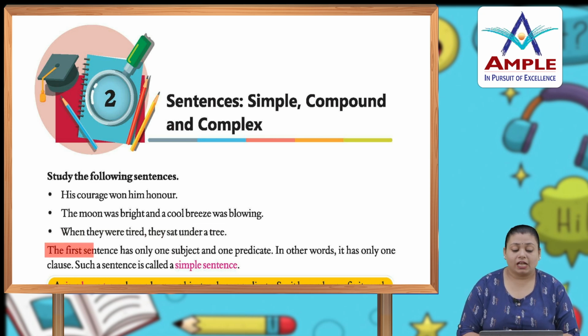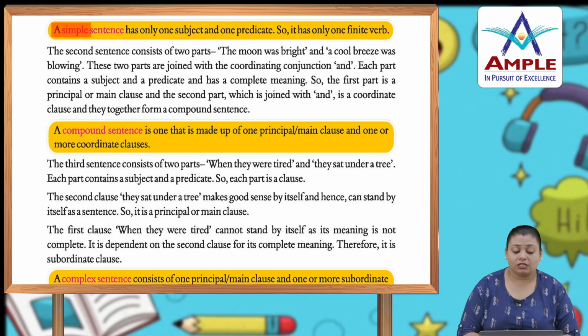The first sentence has only one subject and one predicate. In other words, it has only one clause. Such a sentence is called a simple sentence. A simple sentence has only one subject and one predicate, so it has only one finite verb. His courage is the subject, won is the finite verb, and him honor is the predicate. This is how we divide simple sentences into three parts.